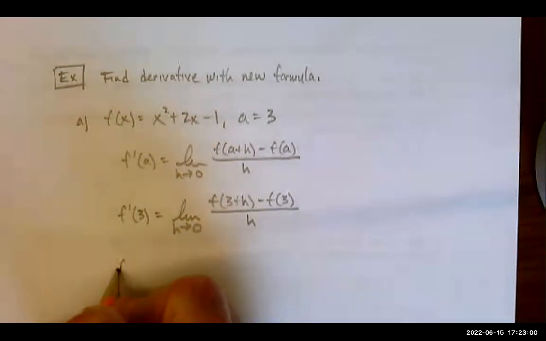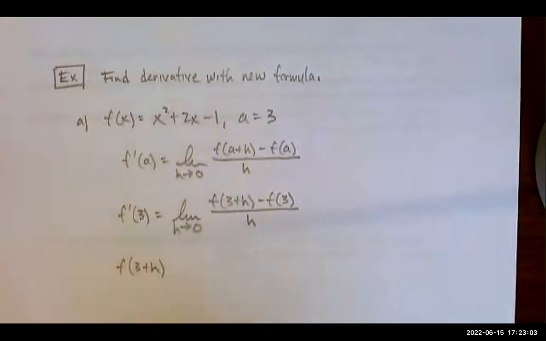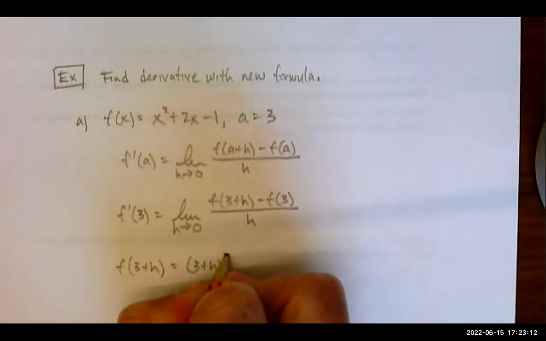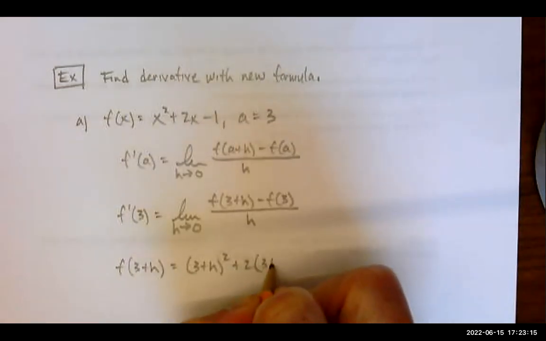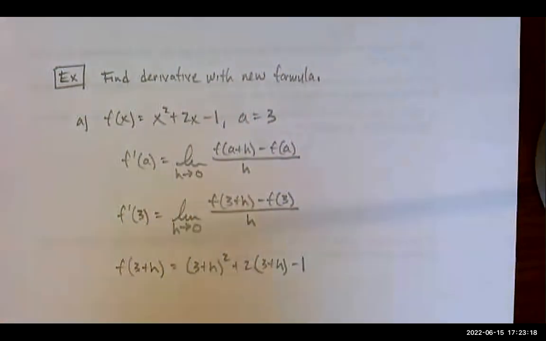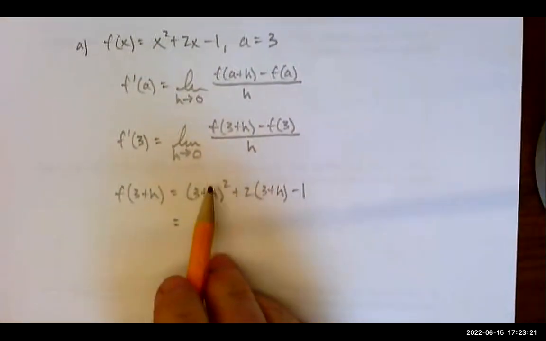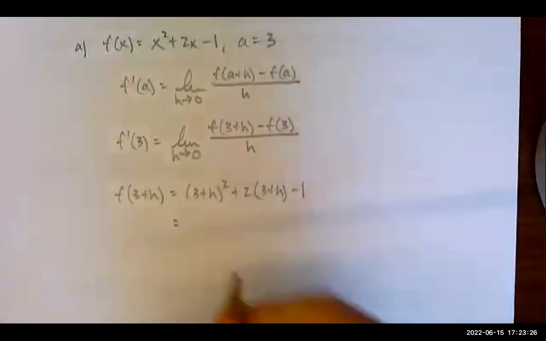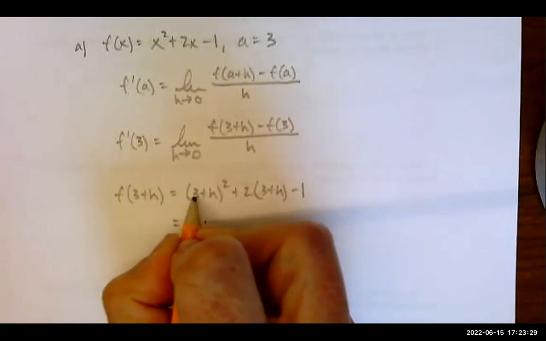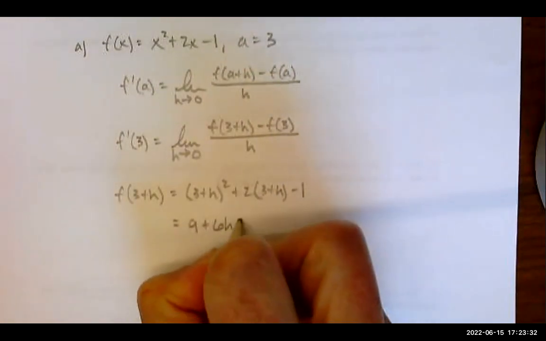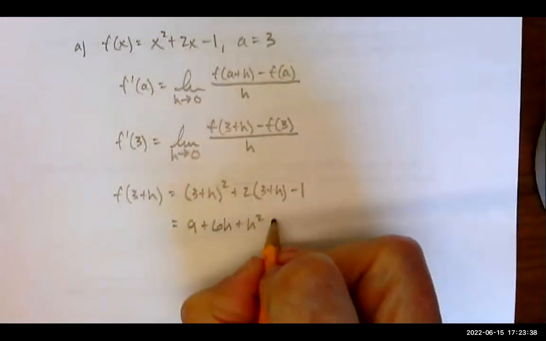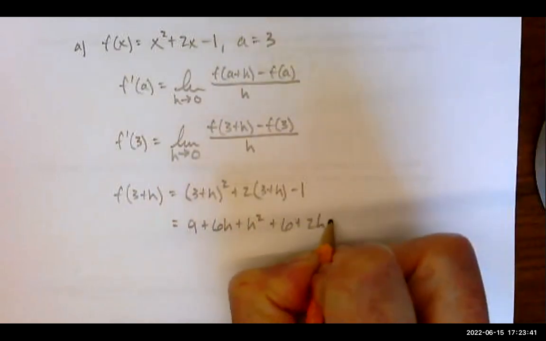Let's do that on the side. That's going to take a little bit of work. I don't want to have to copy all the other stuff at the same time. F of 3 plus h. So I'm going to replace the x's with 3 plus h. We get (3 plus h) squared plus 2 times (3 plus h) minus 1. This part here, if we FOIL, will be 9 plus 6h plus h squared if we multiply it all out, and then plus 6 plus 2h minus 1.